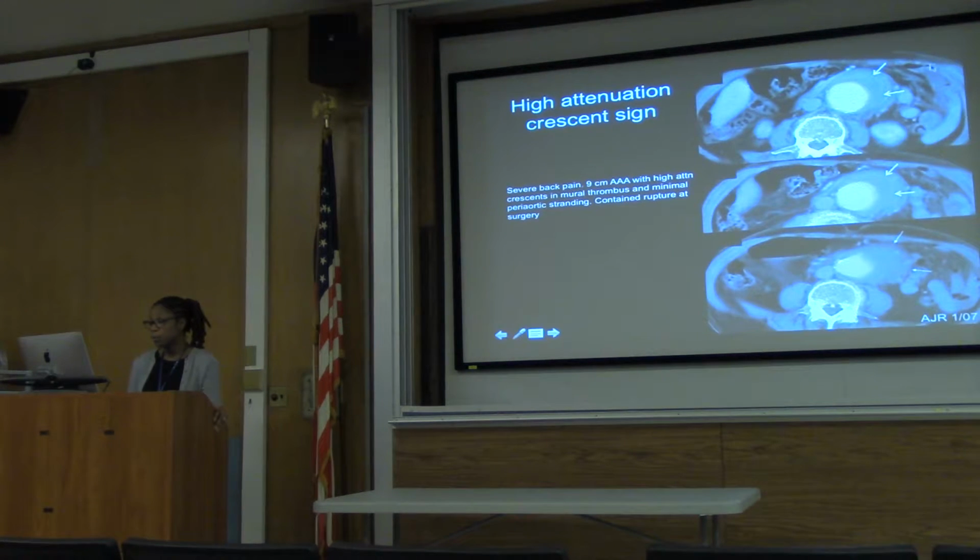Another example here, post-contrast. In this study, this patient came in with severe back pain. There's an abdominal aortic aneurysm that measures about 9 millimeters, but within this mural thrombus, we see these high attenuation curvilinear regions, which represents an impending rupture. And this patient had surgery, and it was demonstrated that he had a contained rupture.